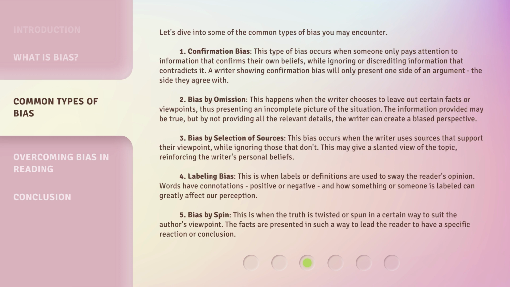5. Bias by spin. This is when the truth is twisted or spun in a certain way to suit the author's viewpoint. The facts are presented in such a way to lead the reader to have a specific reaction or conclusion.